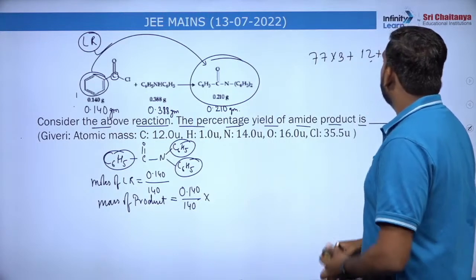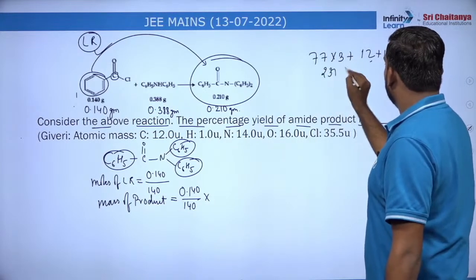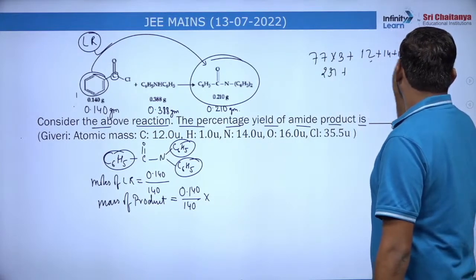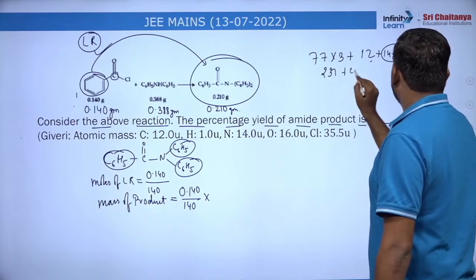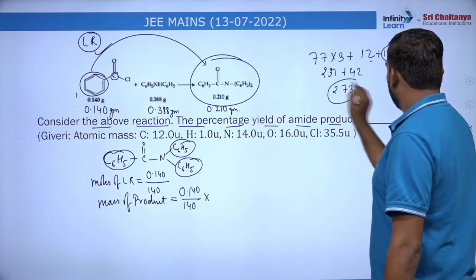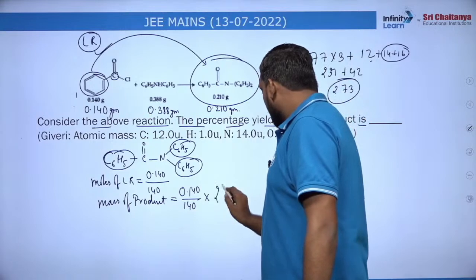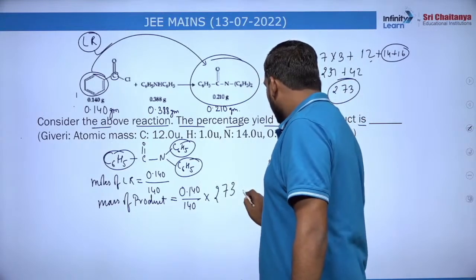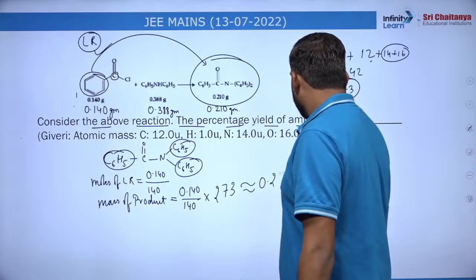Let's solve it. So 77 into 3 is 231. So this is 231 plus how much is this? This is basically going to be 30 and 42. So it looks like 273. Okay, so the mass that has to be produced is this much. If you solve it, it comes out to be 0.273 gram.